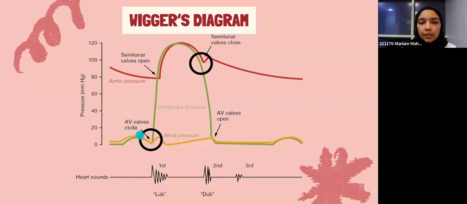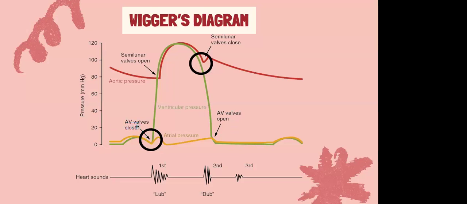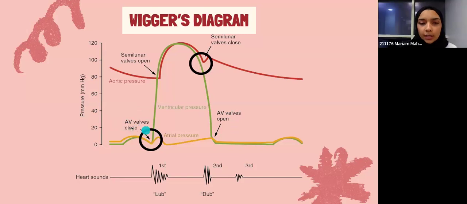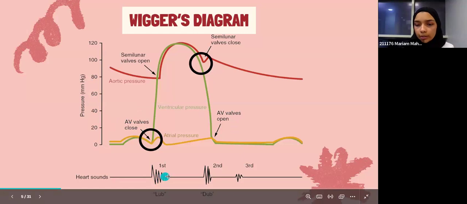Okay, so here you can see that when the AV valve closes, it produces the first heart sound, which is the lub. And then when the semilunar valves close, it produces the second heart sound, which is the dub, okay?